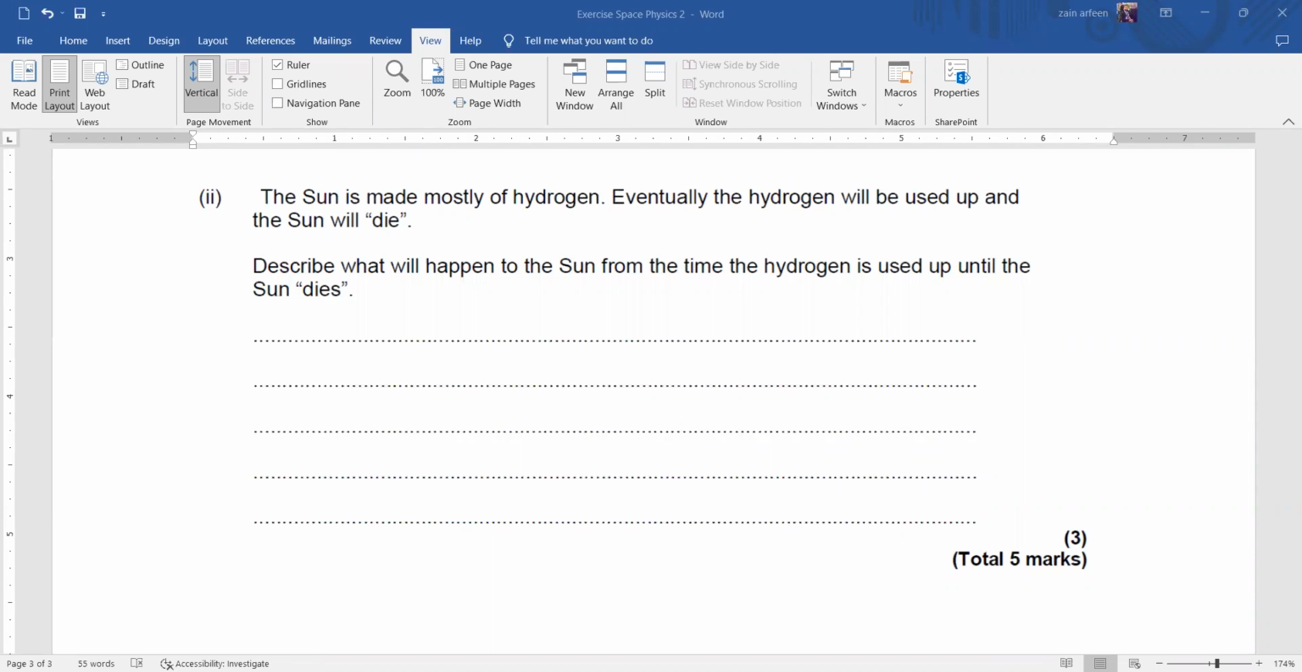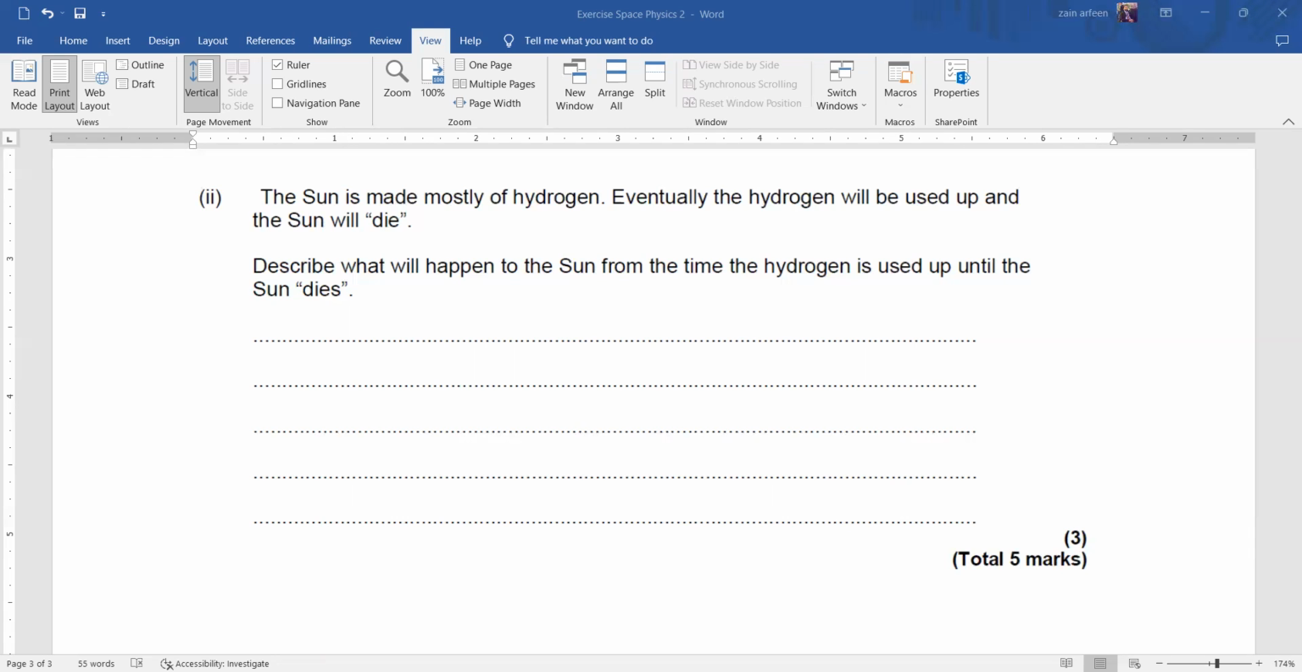It will collapse. Collapse means, for example, the particles come closer to each other. When they come closer, the potential energy decreases, kinetic energy increases, so the temperature will rise. And when the temperature rises, the helium fusion will start and the radiation pressure will be more than the gravitational force. So the size of the star will increase and it will become a red giant.